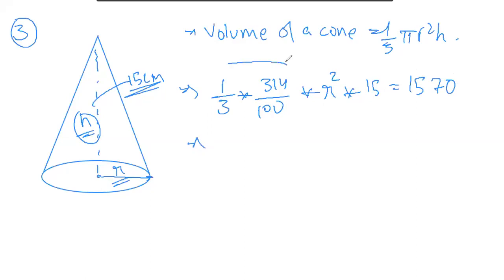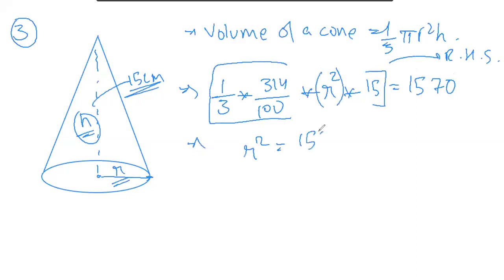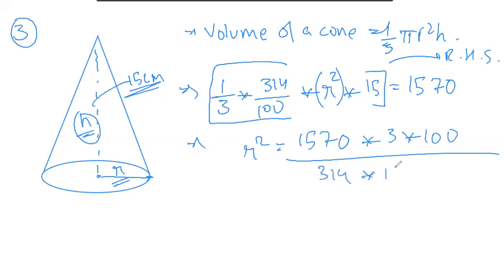Now we take this whole value, excluding this, to the other side, that is, we take it to the RHS. So finally r square is equal to 1570 into, the fractions will get reciprocal, so into 3 into 100 divided by 314 into 15.